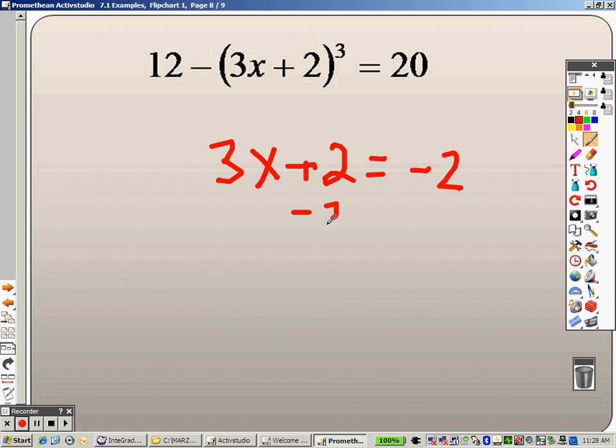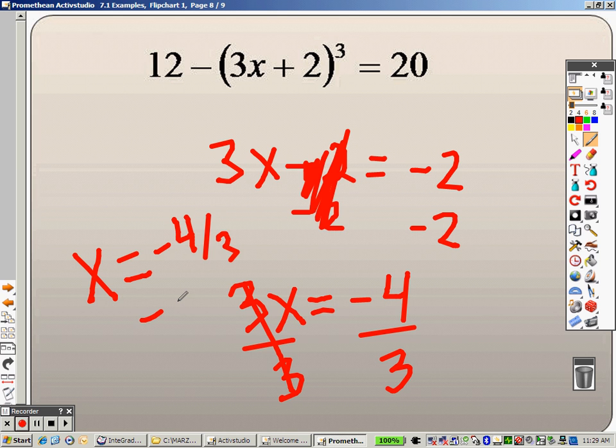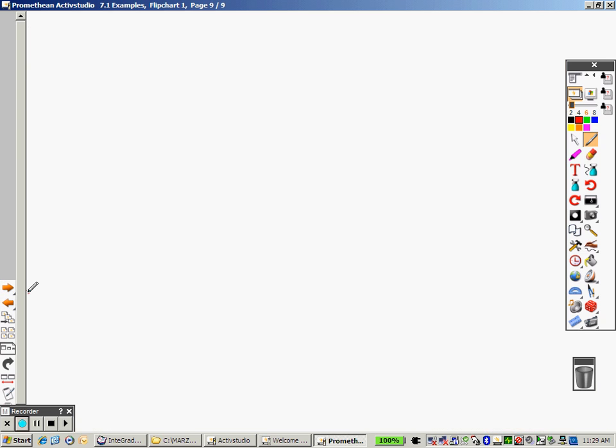So to get x by itself, I would subtract 2 on both sides, so they cancel out. So I have 3x equals negative 4. I would divide both sides by 3. They cross out so that I get x equals negative 4 thirds as my answer. Okay, and that's the last problem there.